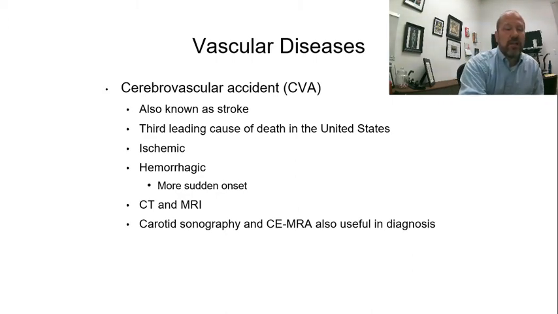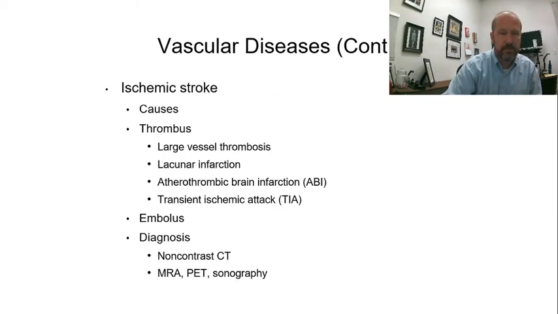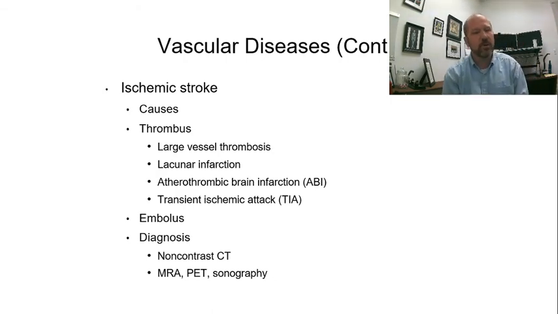We're going to use CT and MRI. If those fail, carotid sonography or CE-MRA may be helpful. So ischemic stroke is broken down into, I think, 3 different types. Causes are an obstruction of blood flow to the brain, and that is often caused by a blood clot, or a thrombus or an embolus. An embolus is just a mass of undissolved matter, so it could be an air embolus, it could be liquid, it could be a gas, but a thrombus is specific to blood.